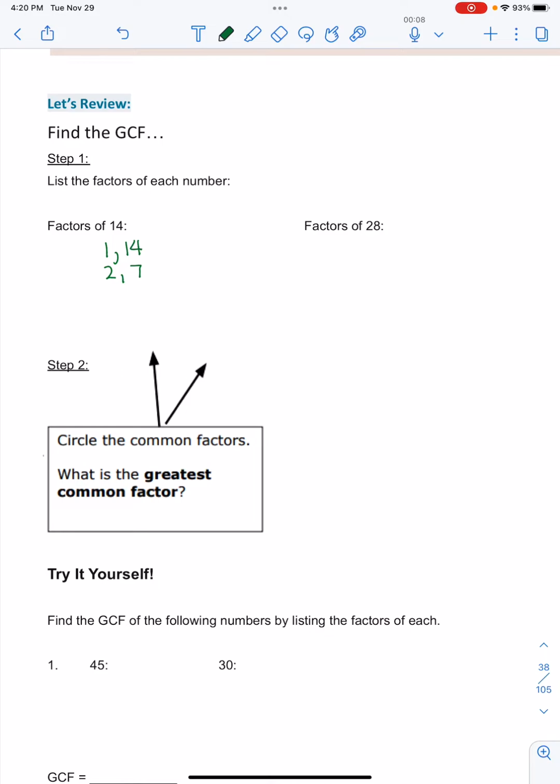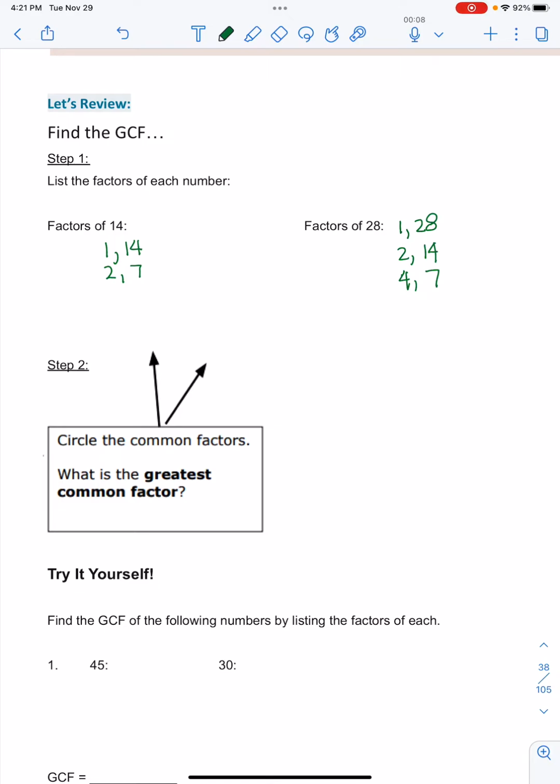So for example, factors of 28, we would have 1 and 28. I have 2 and 14. Three doesn't go into 28, not evenly. 4 goes into 28 7 times. 5 does not go into 28 evenly. 6 doesn't go into 28 evenly. And our next number is 7, which we already have.